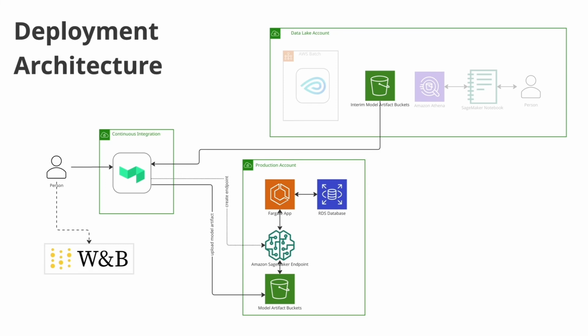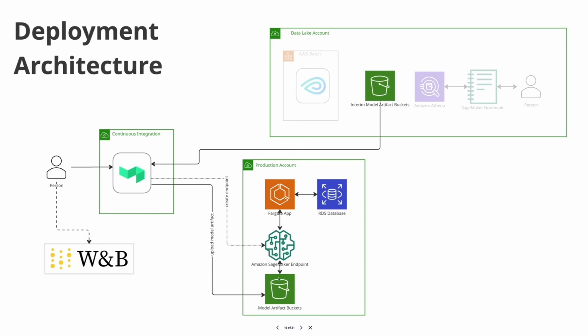So how does the deployment work? Deployment is somewhat simpler. If we've chosen to actually do the deployment, we pull in the model artifacts, the tarball from S3, into Buildkite. We push it to where it's needed in the production accounts, which you can see here.